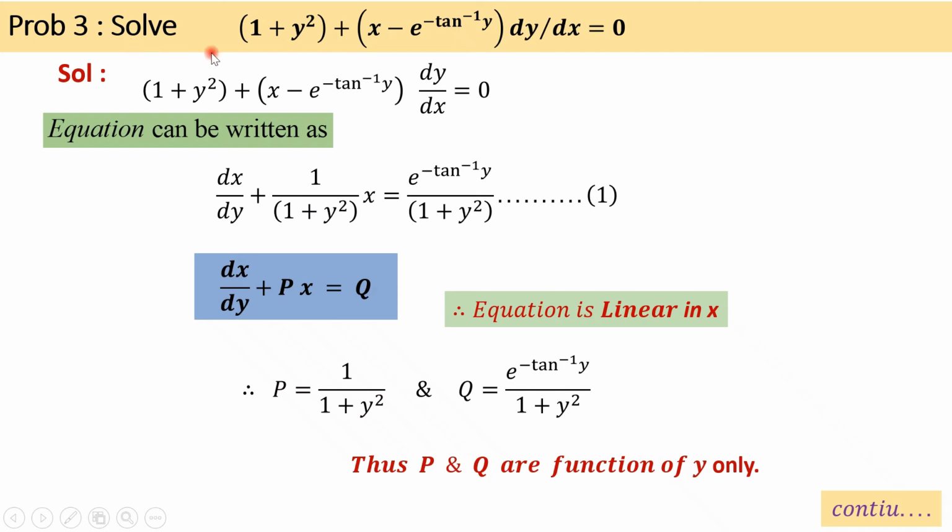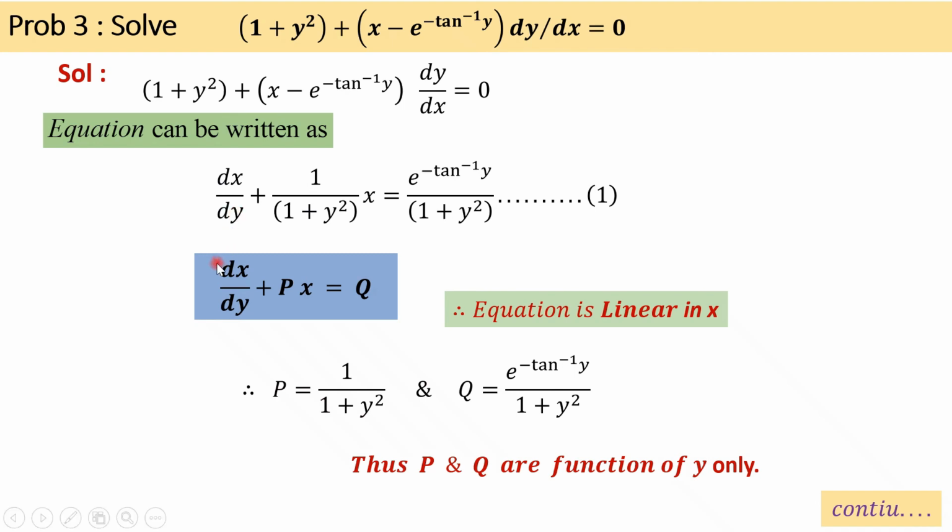Now let us take another problem. (1 plus y square) plus (x minus e to the power minus tan inverse y) dy by dx equals 0. We can write this given equation in this form. Here, in dx by dy, x is the dependent variable and y is the independent variable.